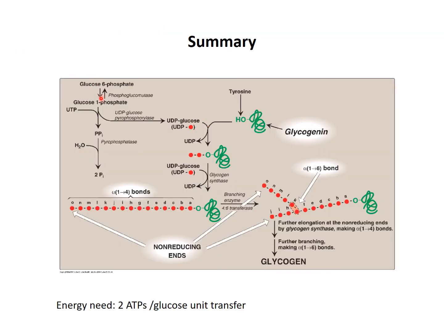Summary: glucose 6-phosphate, activation step 1, it's the first step of glycolysis also. Glucose 1-phosphate activated to UDP-glucose, and the synthase is building with that UDP-glucose the amylose chain, and the branching enzyme will put the branch point there.